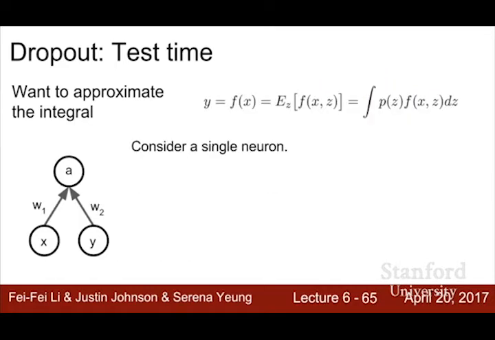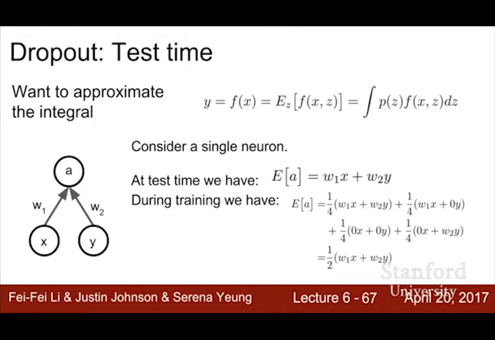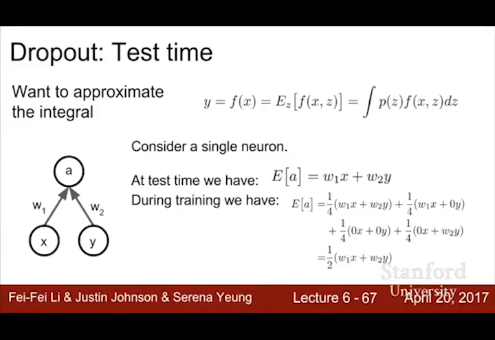Thankfully, in the case of dropout, we can approximate this integral in a cheap way locally. If we consider a single neuron, the output is A, the inputs are x and y with two weights, w1, w2. Then at test time, our value A is just w1x plus w2y. But now imagine that we trained this network. During training, we used dropout with probability 1/2 of dropping our neurons. The expected value of A during training, we can compute analytically for this small case. It's just one, because there's 4 possible dropout masks, and we're going to average out the values across these 4 masks. And we can see that the expected value of A during training is 1/2 w1x plus w2y.